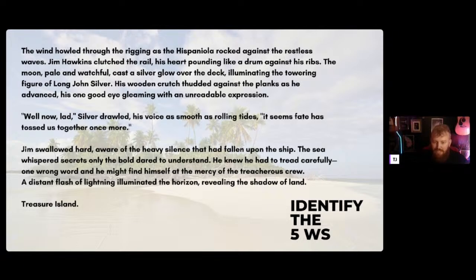Jim swallowed hard, aware of the heavy silence that had fallen upon the ship. The sea whispered secrets only the bold dared to understand. He knew he had to tread carefully. One wrong word, and he might find himself at the mercy of the treacherous crew. A distant flash of lightning illuminated the horizon, revealing the shadow of land. Treasure Island.